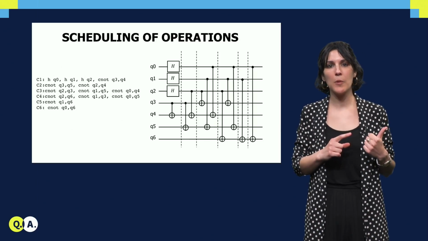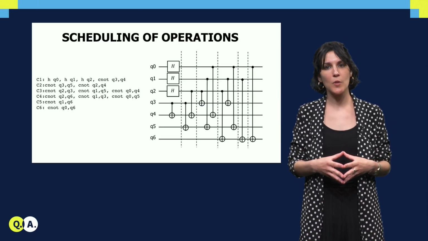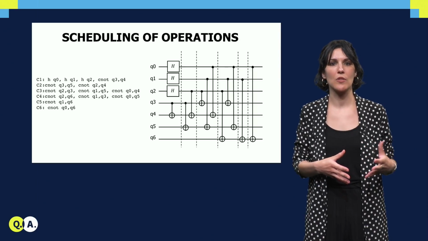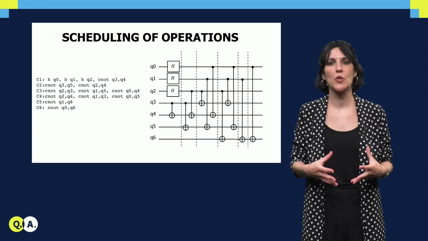In our example, the operations have been scheduled using an as soon as possible technique, and this is the resulting circuit and the corresponding instructions. In our case, 6 cycles are required for the execution of the circuit.